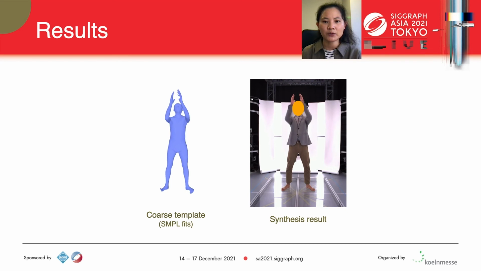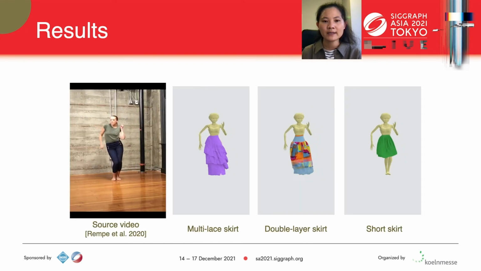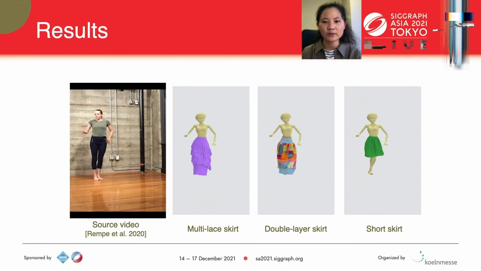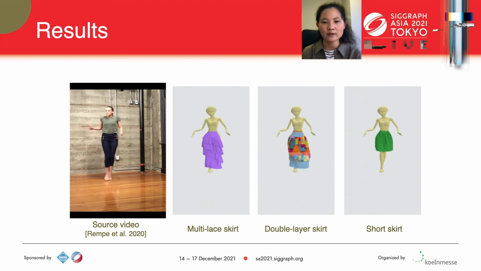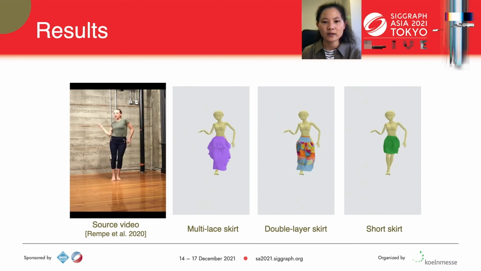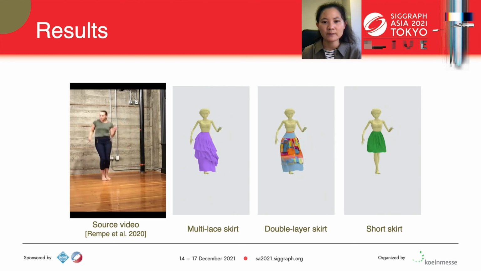Our method can be trained with real video sequences to synthesize the dynamic appearance of real garments. Finally, our method can be combined with 3D body motion estimation methods to guide the synthesis of the garment appearance based on the actor's performance.